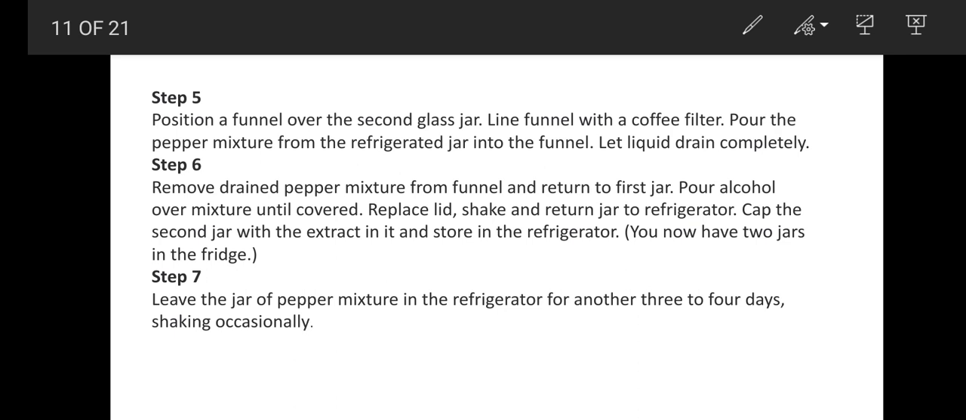Pour alcohol over mixture until covered. Replace lid, shake, and return jar to refrigerator. Cap the second jar with the extract in it and store in refrigerator. You now have two jars in the refrigerator. Step number 7. Leave the jar of pepper mixture in the refrigerator for another 3 to 4 days, shaking occasionally.